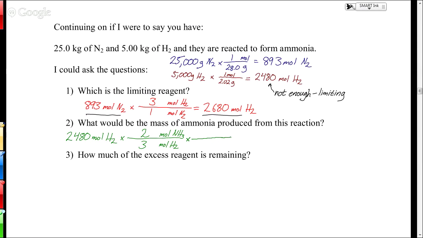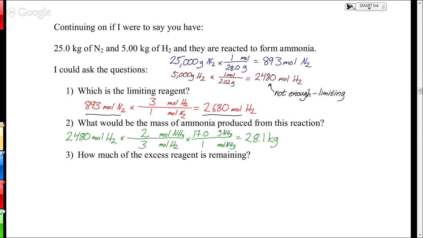And then we're going to find the mass of ammonia. So we're going to convert from moles of ammonia to grams of ammonia. Right, so that's 14 plus 3, which is 17 grams per mole. That's going to be 28.1 kilograms. So I did the conversion, but it's 28,106 grams is what I got on my calculator.